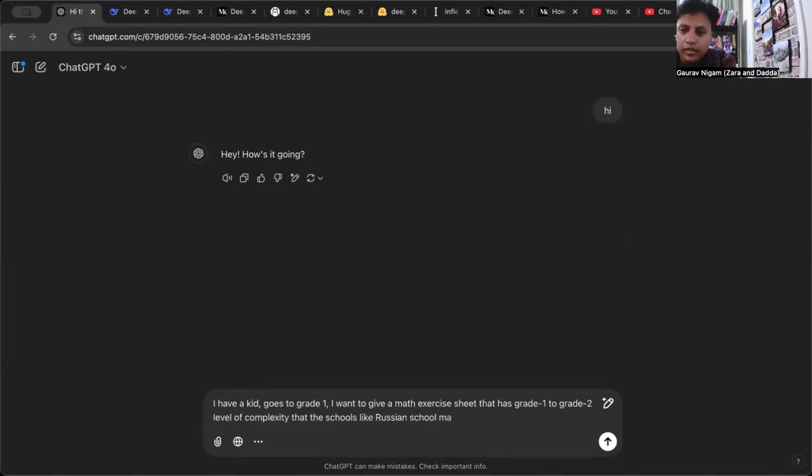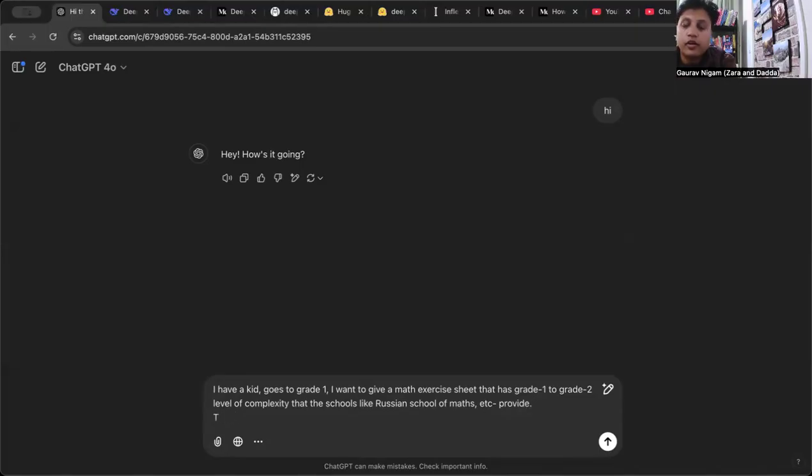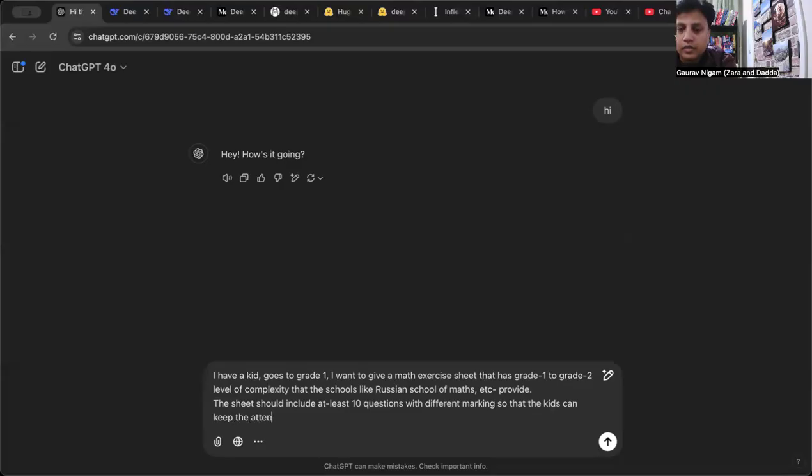School of Maths. I'm just giving them as an example. I assume that they are very good institutions. And extra, provide, right? So let's see, if I do that, the sheet should also include the instructions. The sheet should include at least 10 questions with different marking so that the kids can keep their attention by maintaining a streak while solving the sheet.